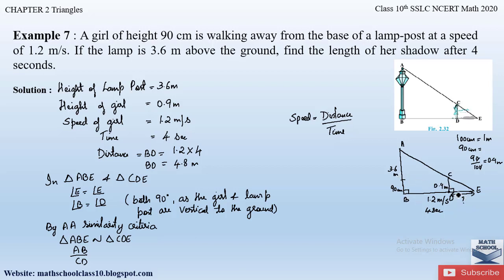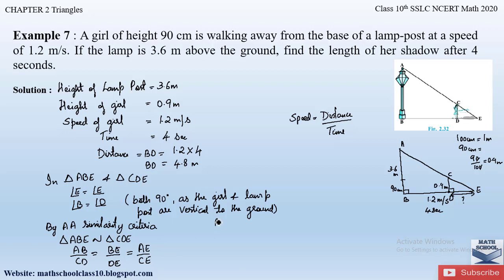Next we will take the sides which are on the ground level, that is BE by DE, and that is equal to AE divided by CE. Okay, so now you can observe that we know the AB value. What is the AB value? It is 3.6 meters. We know the CD value, it is 0.9 meters. Now what is BE? It is given as BD plus DE, and we know the BD value, that is 4.8 meters. So let us take these ratios and find out the DE value.